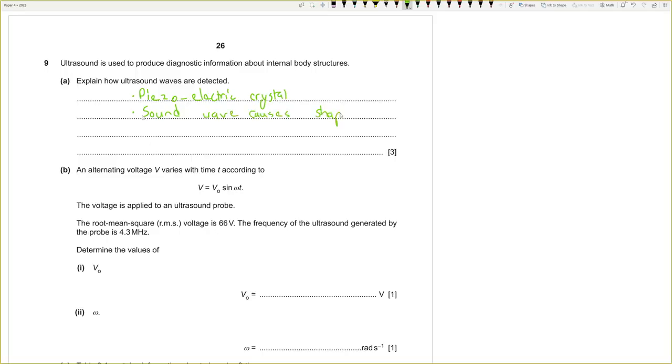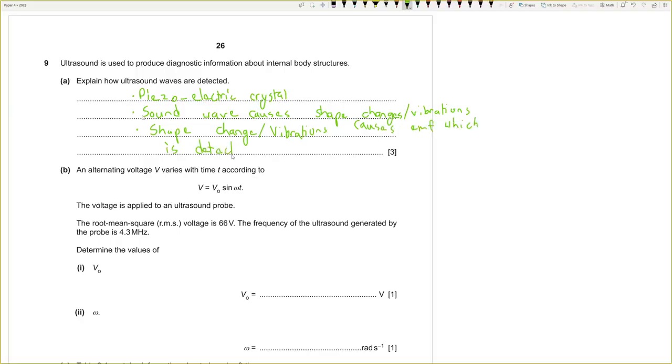So the sound wave causes shape changes or vibrations essentially, and these shape changes or vibrations cause an EMF to be induced, which is detected. Okay, so the shape change or vibrations cause EMF, which is detected.